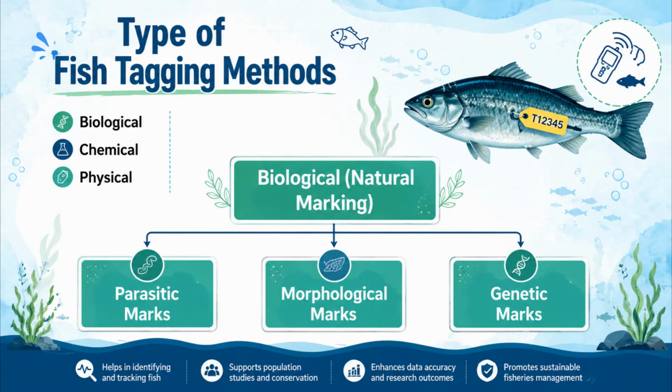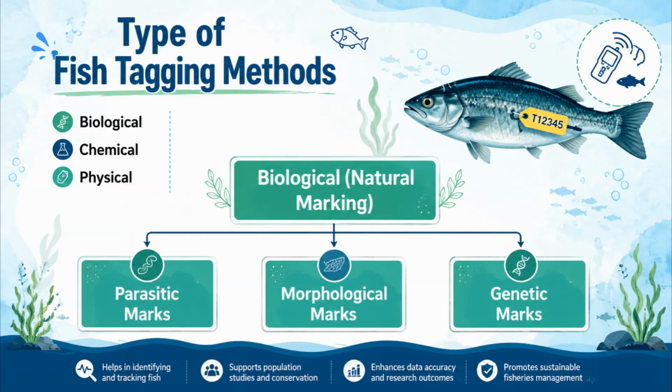Fish tagging methods are mainly divided into three major types: biological, chemical, and physical tagging methods. In this section, we'll focus on biological or natural marking. Biological tagging uses natural characteristics present in fish for identification and tracking. These natural marks can include parasitic marks, morphological marks, and genetic marks.